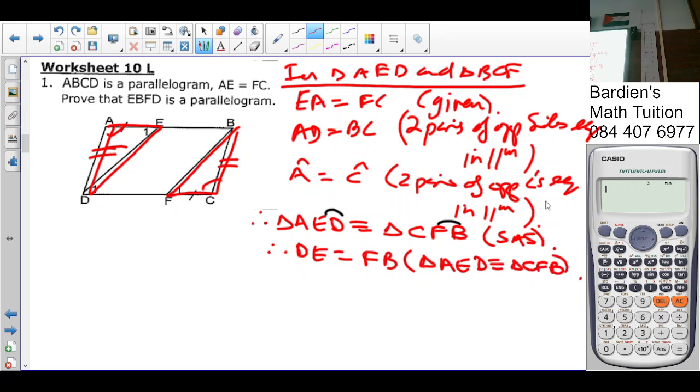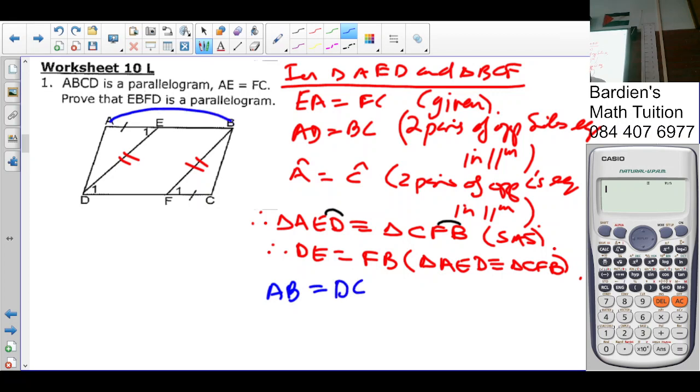Alright. So now at this point, we have that being equal to that. So let's go with the other side. We know that AB is equal to what? DC. Why? 2 pairs of opposite sides are equal in the parallelogram. So that is equal to that.